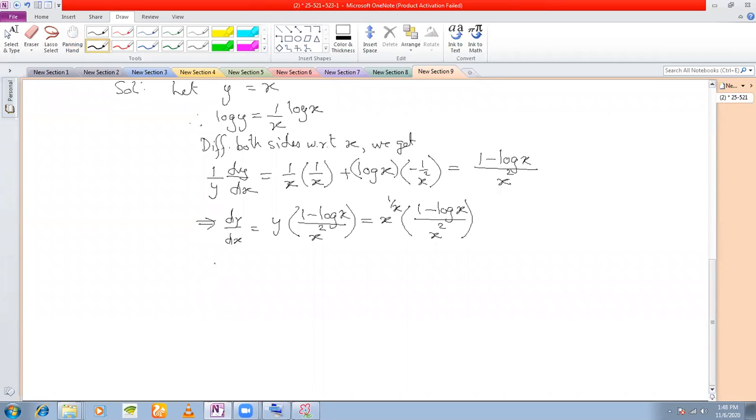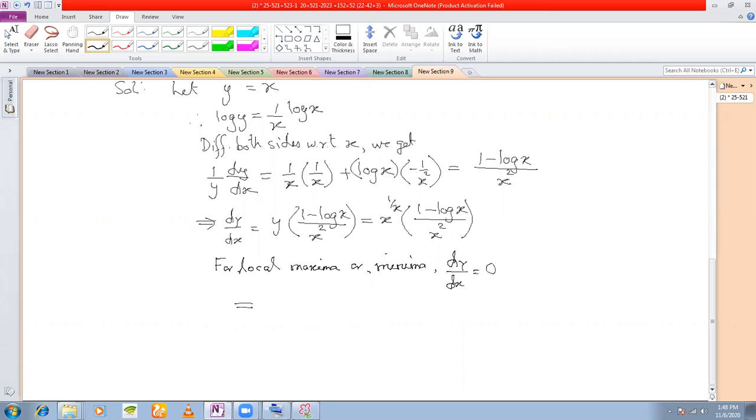Therefore, what is the condition for local maxima or minima? That dy dx is equal to 0. For local maxima or minima, dy dx is equal to 0.